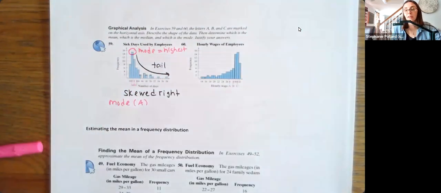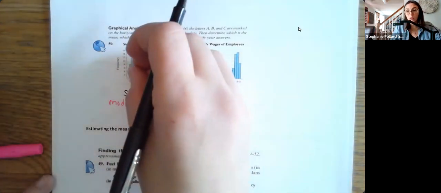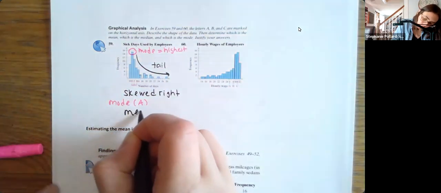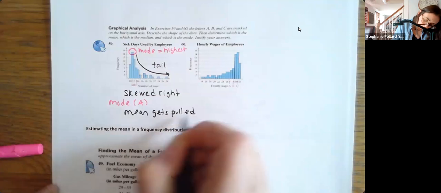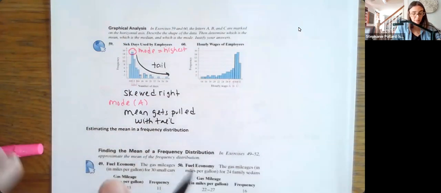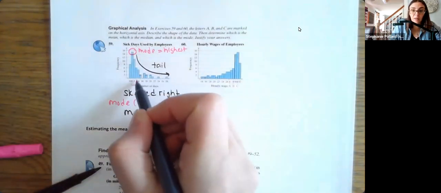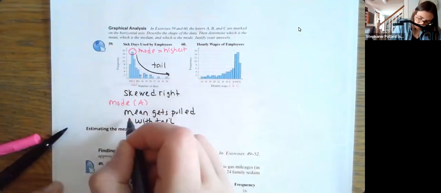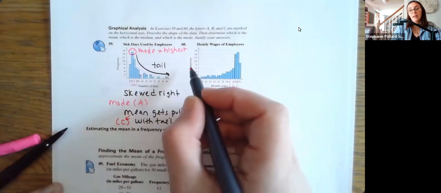Now, when you have a graph that is skewed right, what's going to happen is that the mean is going to get pulled with that tail. So the mean gets pulled with the tail. So in that case, our mean is going to be C here. It's going to be the one that's furthest on the right. So the mean in this case, again, is going to be C because it's getting pulled with that tail.